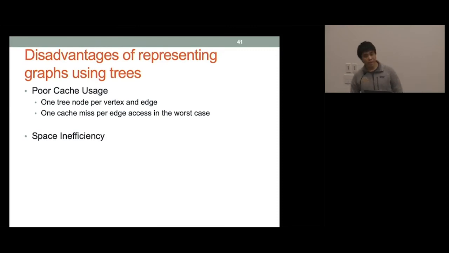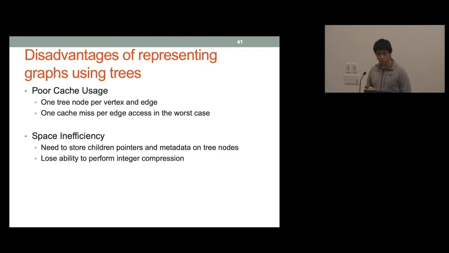It's also space inefficient to represent graphs using trees because we have to store these tree pointers for every node in our tree, and this takes a lot of space. And we also have to store metadata on the tree nodes, such as this reference count that I talked about. And we also lose the ability to perform integer compression, which is a common compression technique used to reduce the size of static graphs. And the compression techniques require the edge list to be stored contiguously in memory, but with the tree representation, they are not stored contiguously in memory.